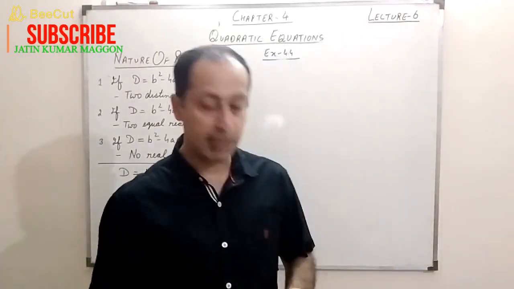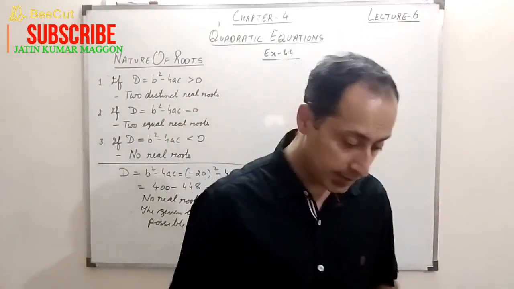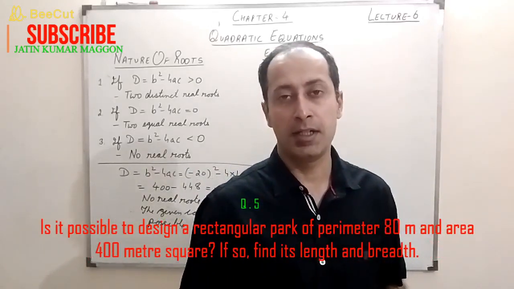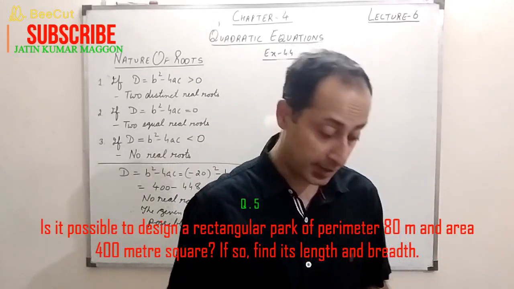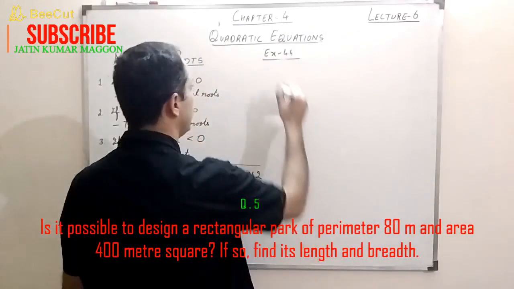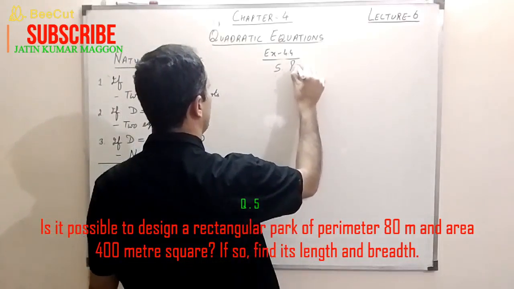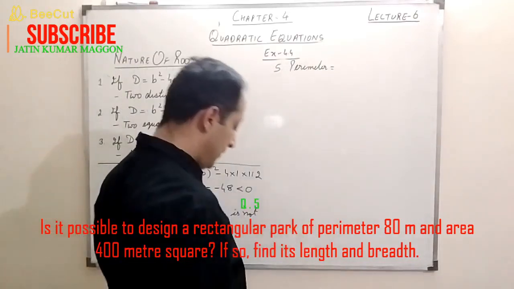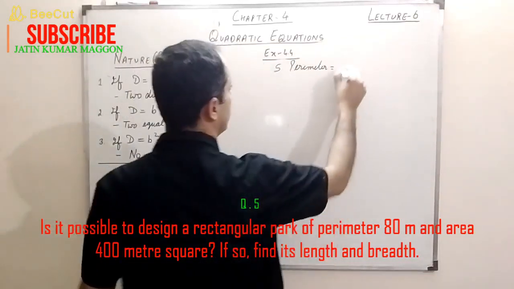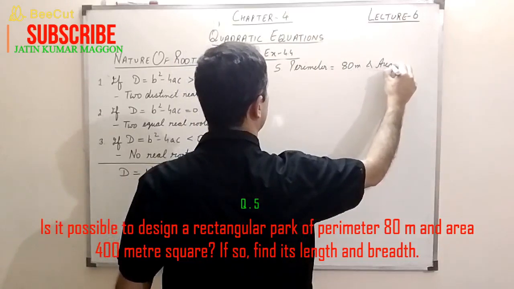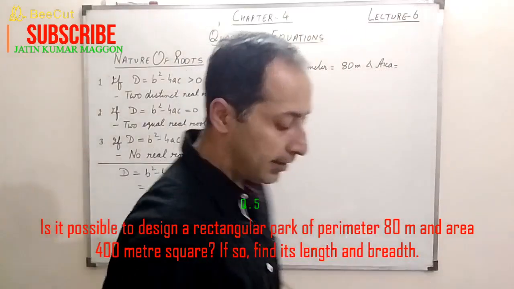Again, we talk about a rectangular park whose perimeter is given to us and the area is given. Again, we have to find out if it is possible to design it or not. So let's see what things are given to us. The perimeter is given as 80 meters and the area is given as 400 meters square.